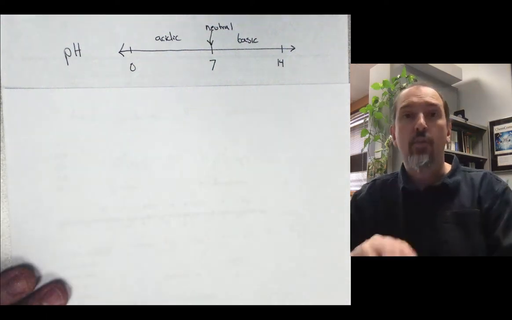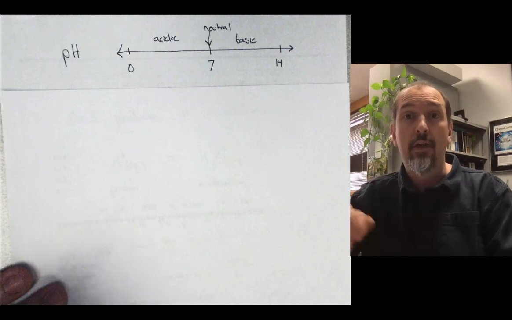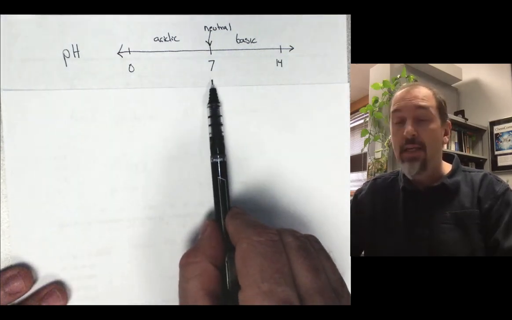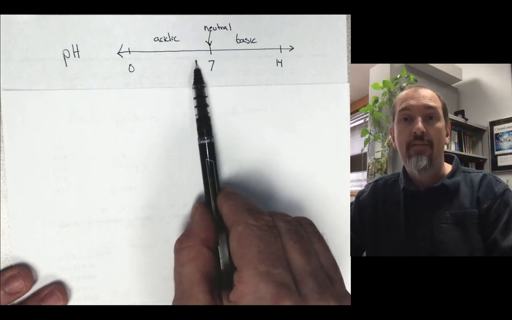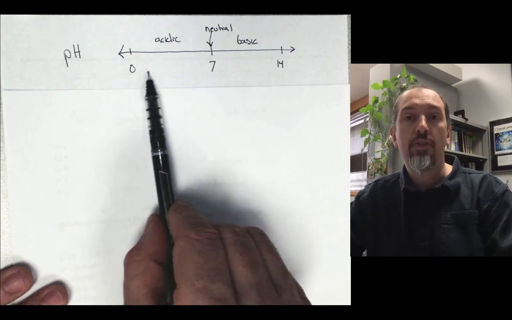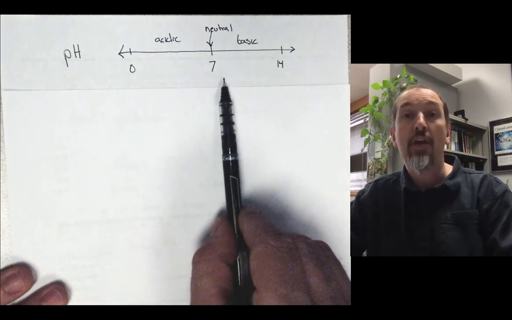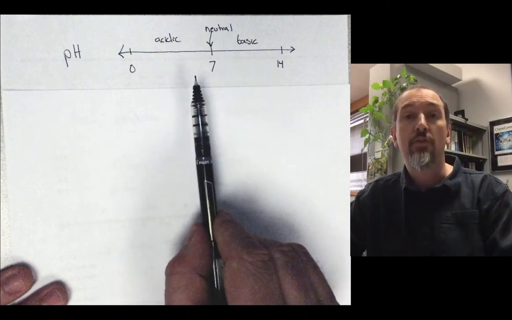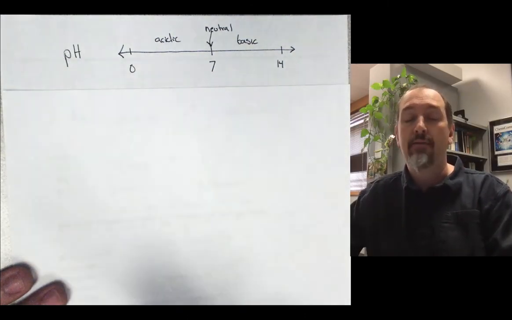Hello, this is a real brief video about how to calculate the pH of a solution. As a quick reminder, a pH scale is a measure of how much acid is in solution. 7 means that it's a neutral solution. A pH below 7 means that the solution is acidic. A pH above 7 means that the solution is basic. So our pH is a measure of the acidity of a solution.